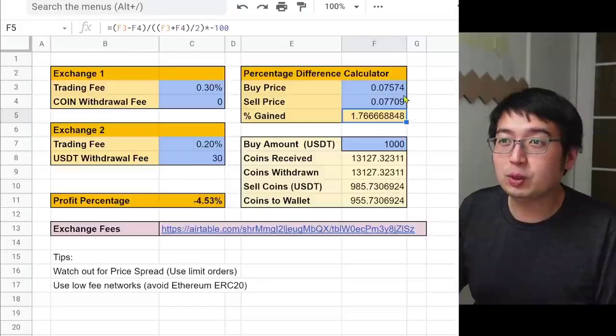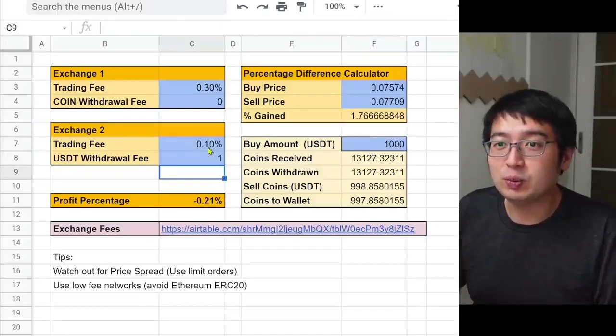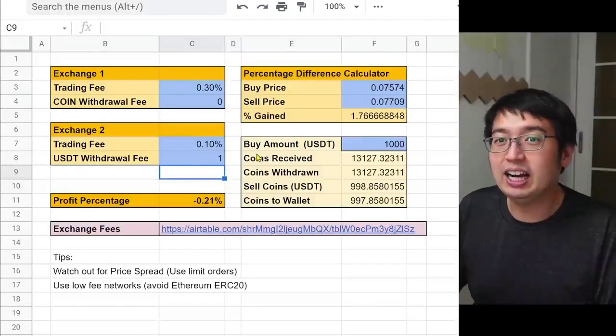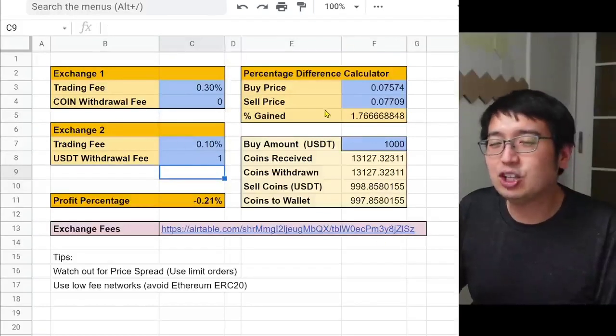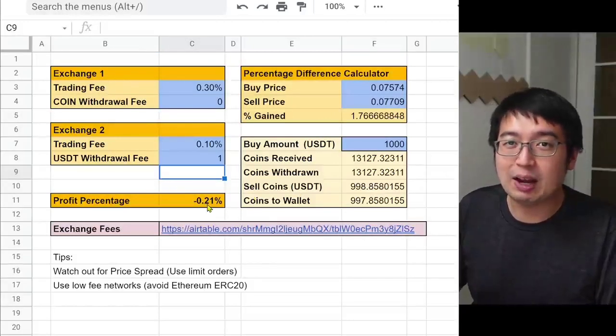So with both prices inputted here, there would be a difference of 1.76%. With the fees involved, 0.1%. Let's say we are running with TRC20. Yeah, it is not a trade that's worth our time. I want to be making at least 5% for a trade, so this is something I wouldn't do.